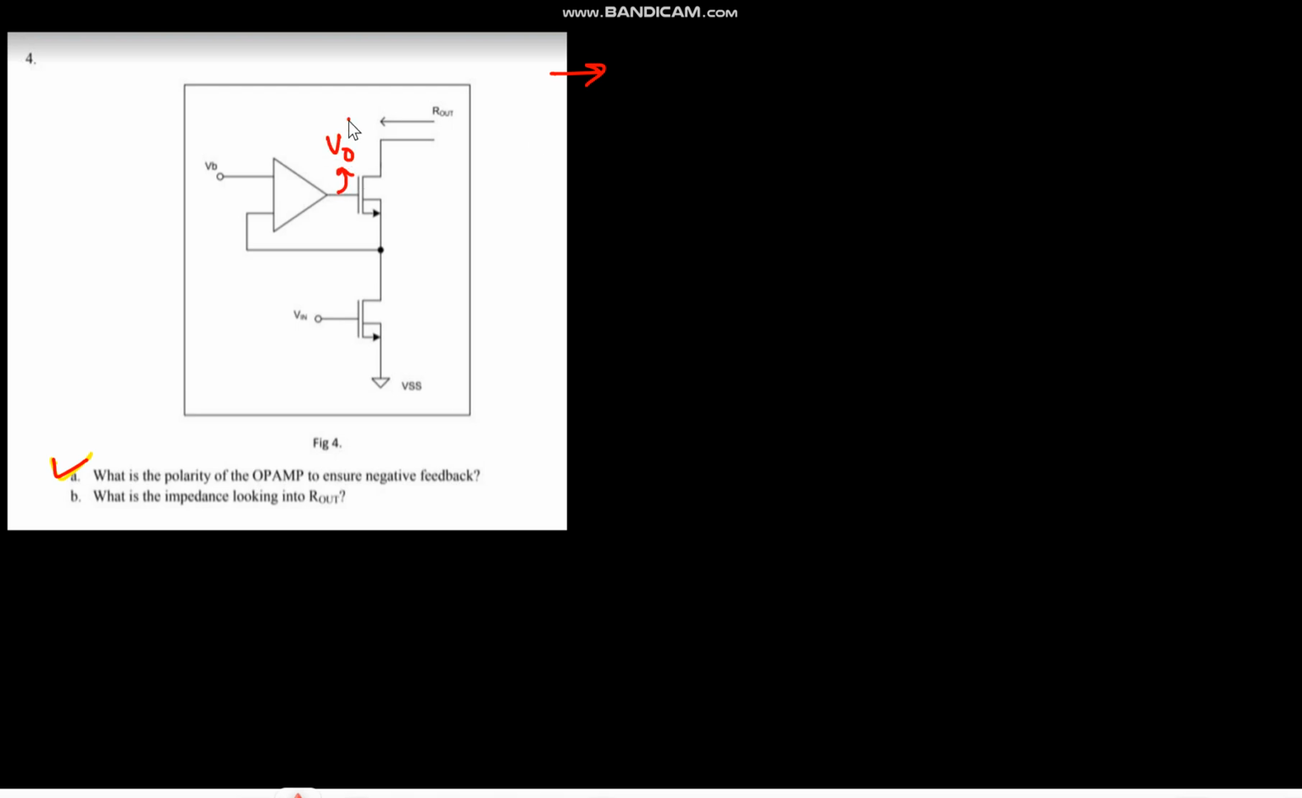Here we have the output of the op-amp, V naught dash. Now just increase V naught dash. There will be something happening in the circuit. If you increase the output and eventually your output is decreasing, your V naught dash is decreasing, then it's in negative feedback.